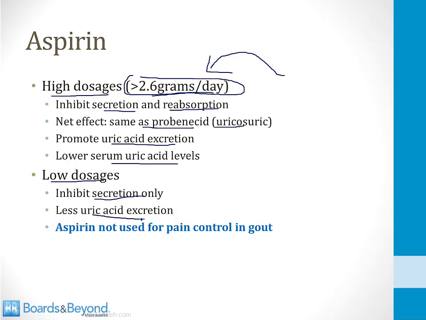So for this reason, aspirin is not used for pain control in gout because at the standard low dosages, it will block the secretion of uric acid and raise the uric acid level. And that's just something you have to know about aspirin. It's got this peculiar so-called bimodal effect that is dose dependent. And that concludes our video on gout drugs.